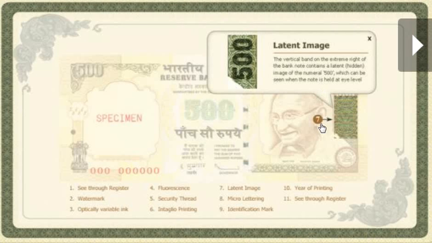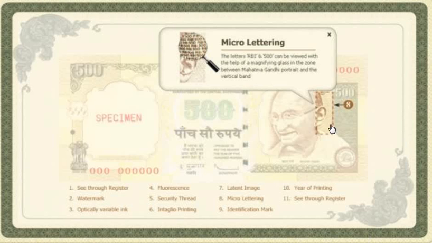7th one is the latent image. Set this 500 number. Very carefully and see this image. See, this is a micro lettering.